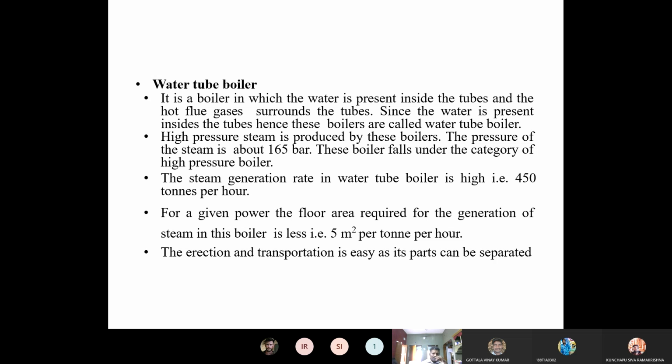For a given power, the floor area required for the generation of steam in this boiler is less. It is 5 square meters per ton per hour. The erection and transportation are easy, as the parts can be separated. In the next class we will discuss the remaining things elaborately.